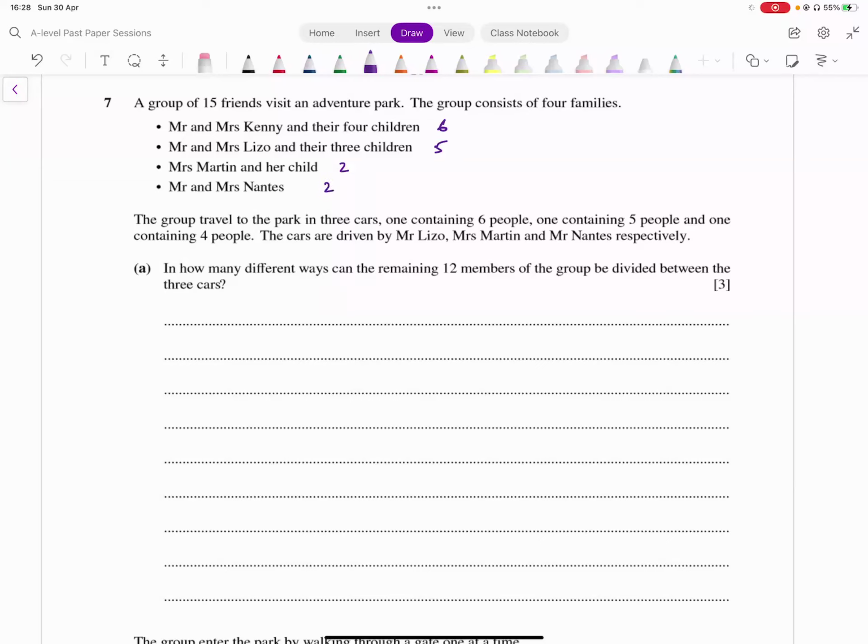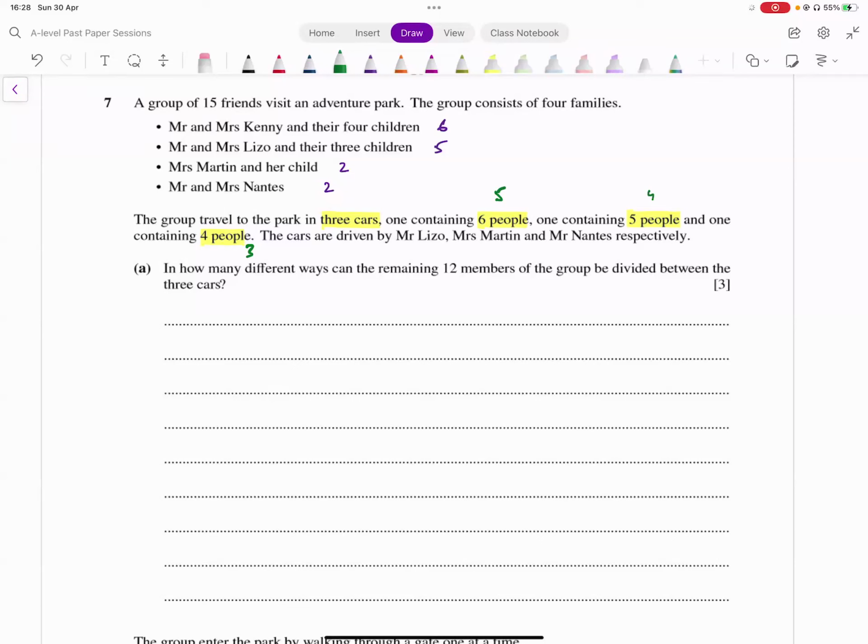The group traveled to the park in 3 cars. One containing 6 people, one containing 5 people, and one containing 4 people. The cars are driven by Mr. Liza, Mr. Martin, and Mr. Nantis, respectively. In how many different ways can the remaining 12 members of the group be divided between the 3 cars? Respectively means you now have, in the first car, 5 spaces left. You have 4 spaces left in the second car, and you have 3 spaces left in the third car.